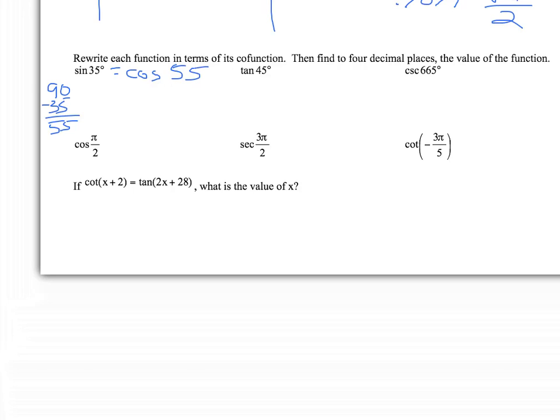If you type both of them in your calculator, please make sure you're in degree mode. You should get the same value. The directions say to 4 decimal places, so 0.5736. Same idea with tangent 45. It's already less than 90, so I can go straight to the cofunction, which is cotangent. You can take 90 minus 45 to get 45. So it equals cotangent 45. It does not matter which one you type in. You end up getting 1 as an answer.